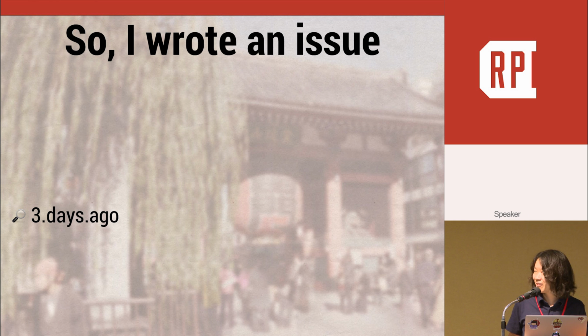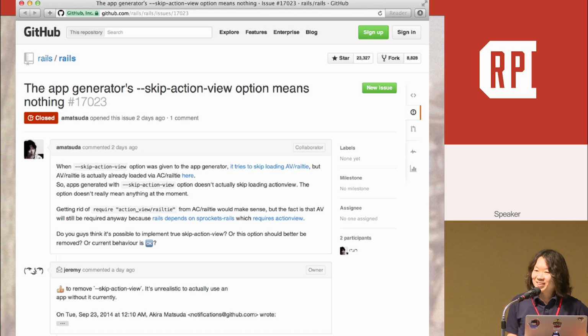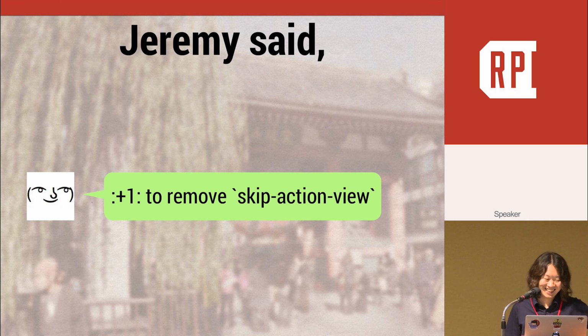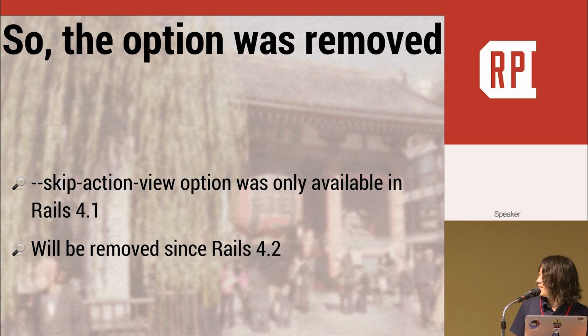So I wrote an issue 3 days ago, actually like a day before I came to Taiwan. This option means nothing. And Jeremy said, +1. So then someone wrote a patch, so the option was removed. So skip ActionView option was only available in Rails 4.1 and will be removed since the next version. Thank you.